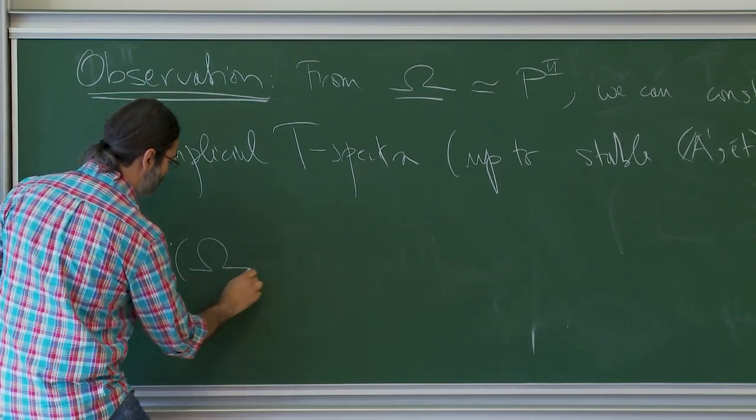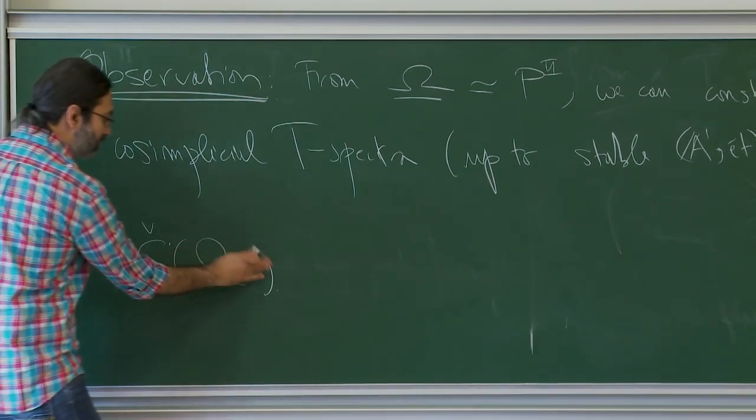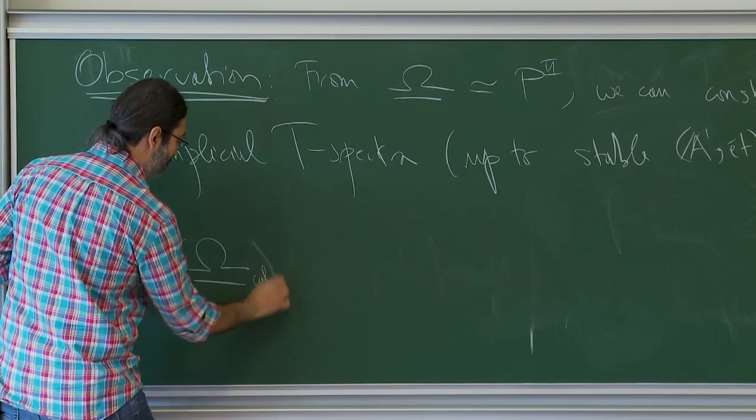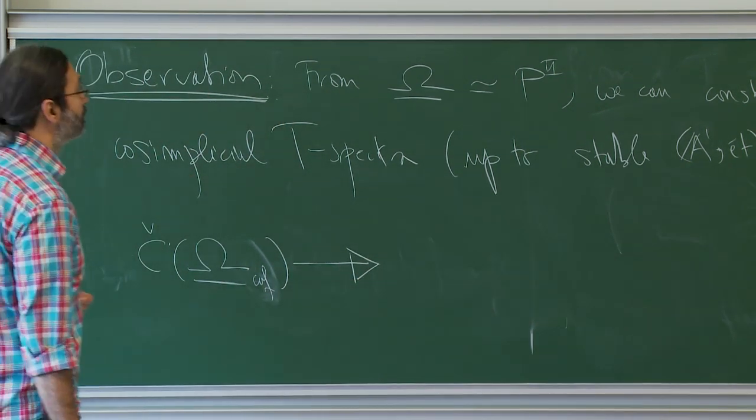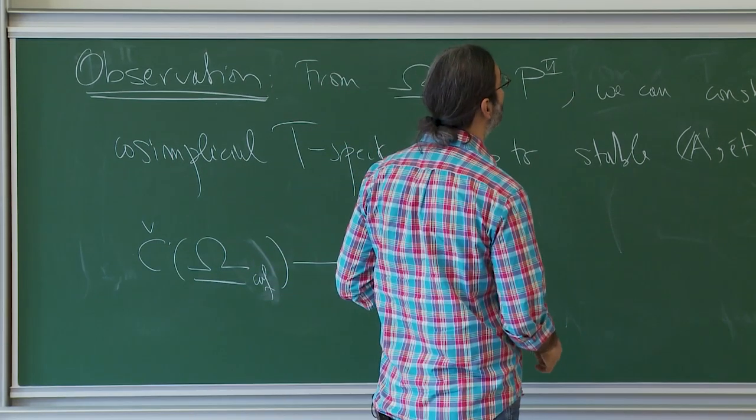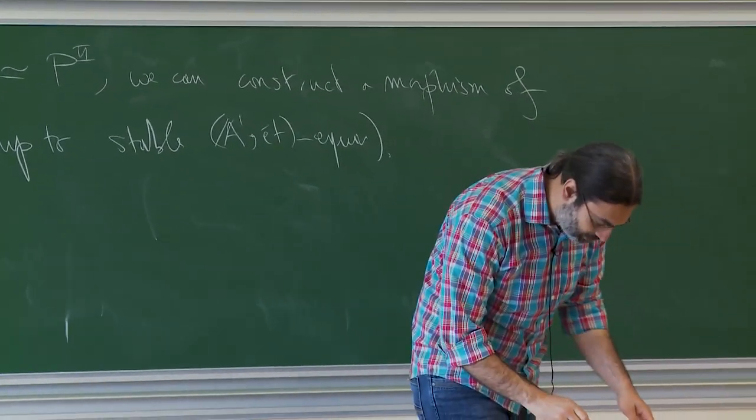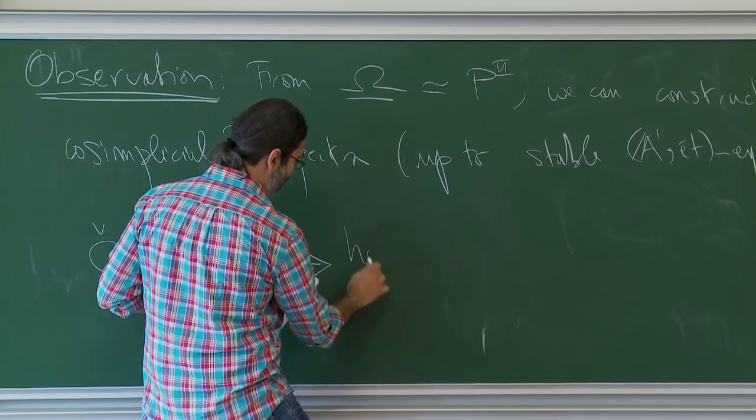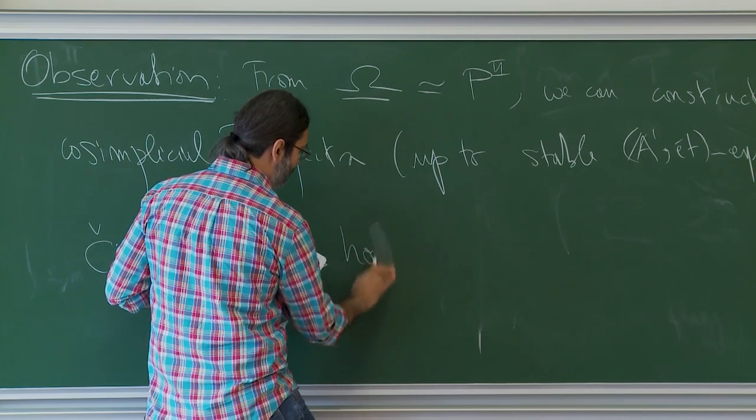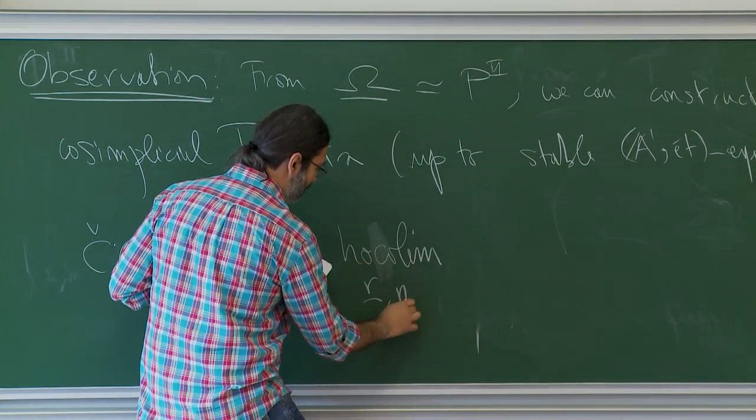So this is the co-simplicial object under the de Rham complex that I'm interested in. Maybe I put Čech here too. And so then this will go to the following object. Essentially what I wrote before, but with a small change. So I write it again. It's a homotopy limit over these indices.